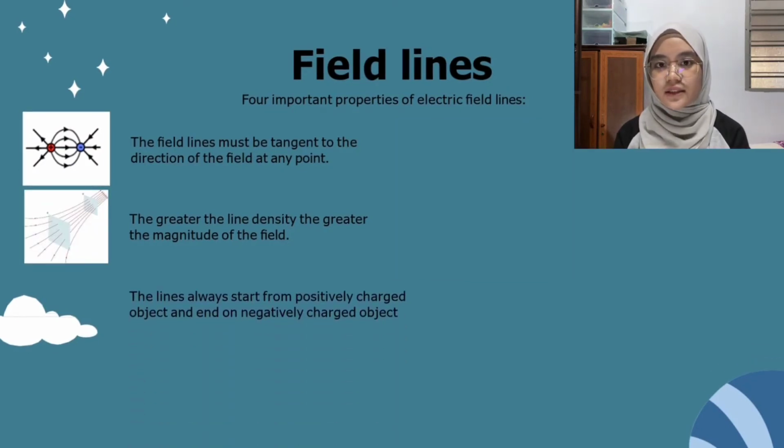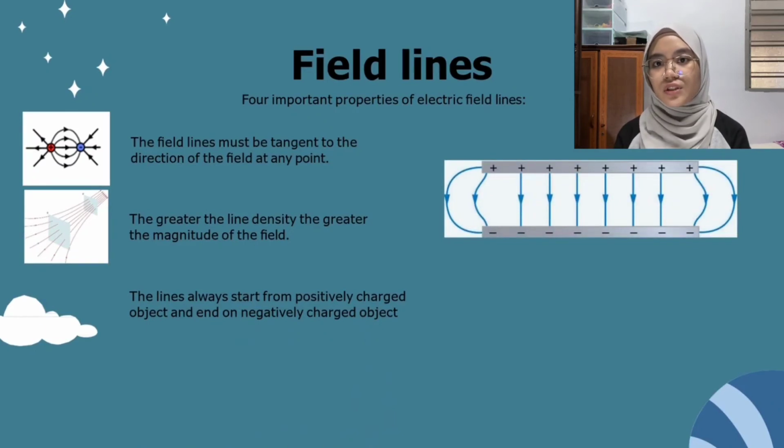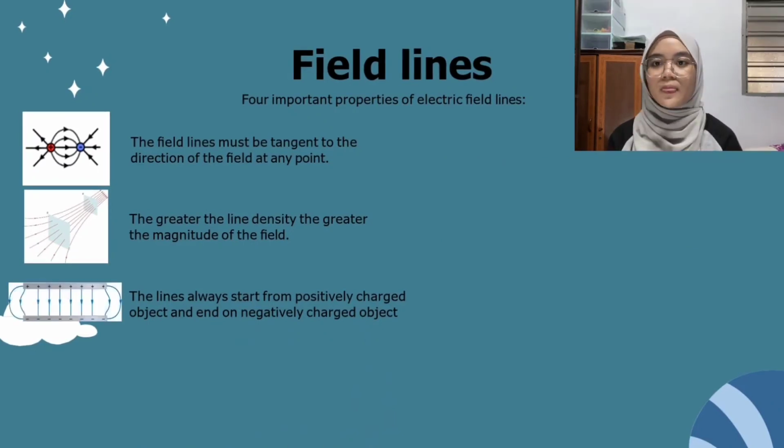The next is, the lines always start from a positively charged object and end on a negatively charged object. If there are no negatively charged objects around, then the lines just keep going on forever into infinity, seeking out negatively charged objects wherever they can find them.